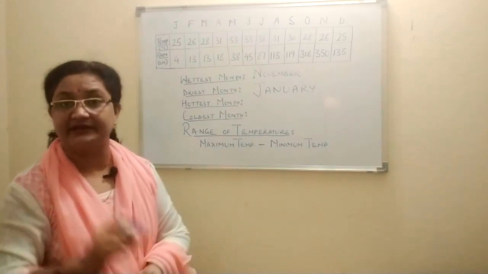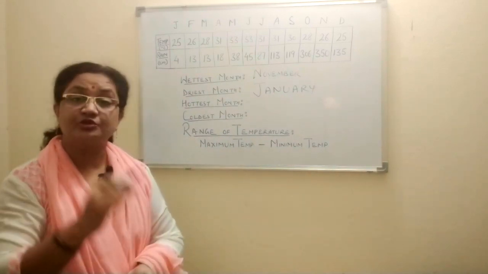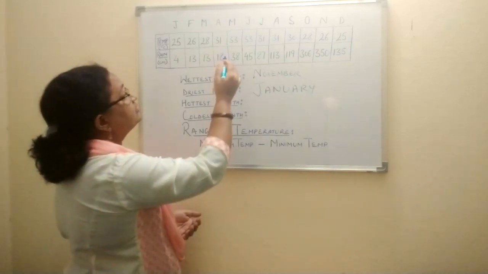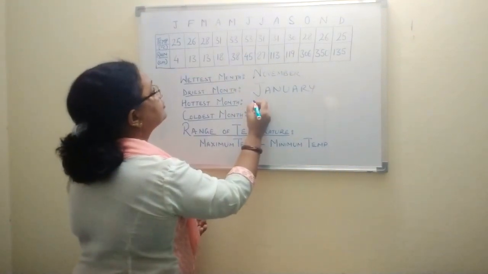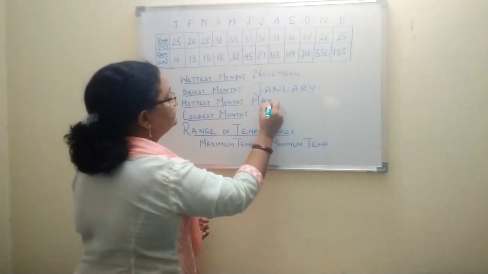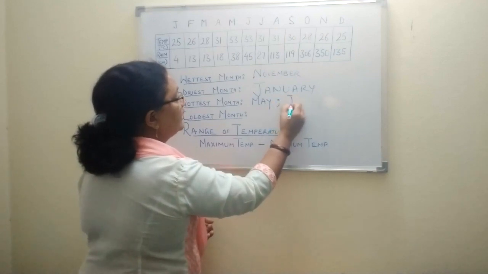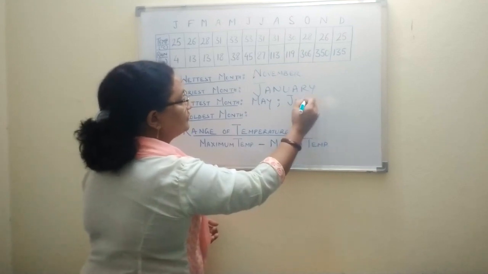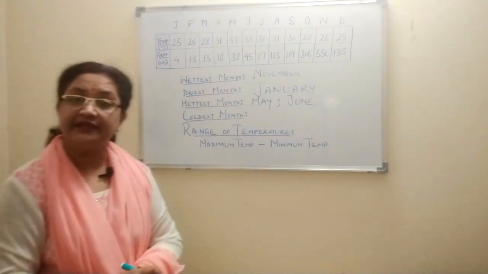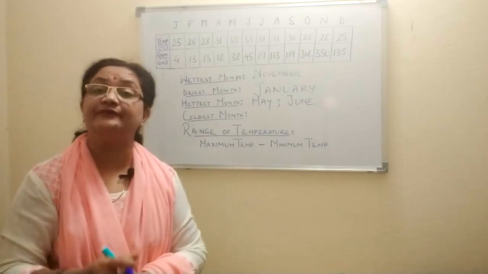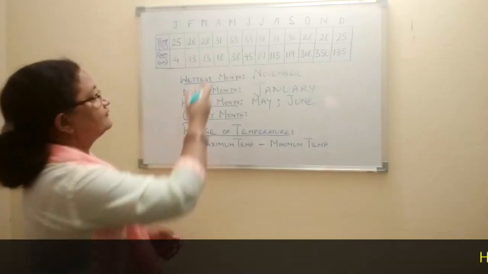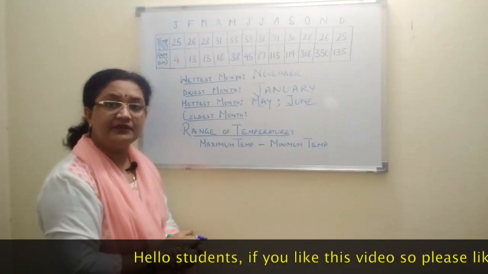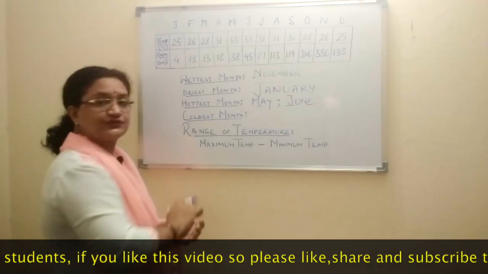33 degrees centigrade. Clear? So if the hottest month is asked, just the month, you will have to mention, here 2 months are there, so you are going to mention May and June. Okay? May and June both are there as the hottest month. If they ask about the temperature of the hottest month, then you will have to mention 33 degrees centigrade in this. Clear?